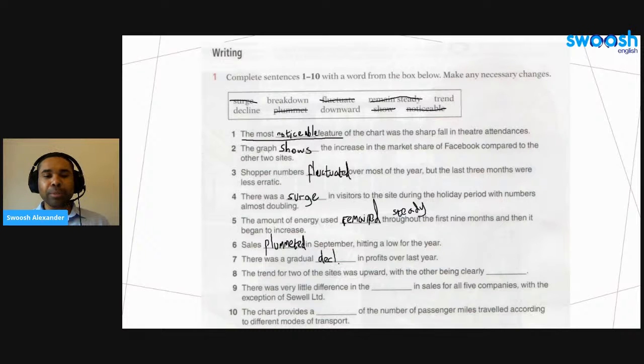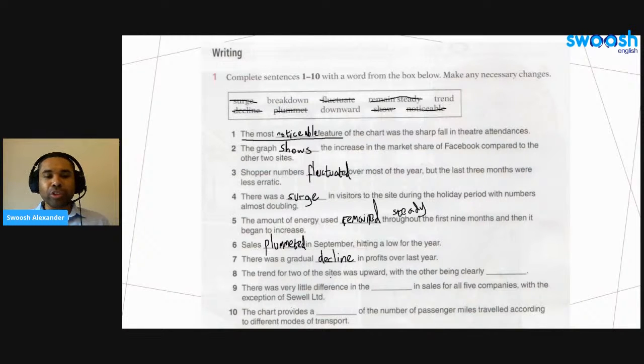A lot of these verbs can also be used as nouns. They don't actually change in form. So to plummet is obviously the verb. We wouldn't have a noun form of that, but with decline, you can still talk about to decline or a decline. You can talk about a surge as a noun or to surge as a verb. So a number of these can be used as both verbs and nouns.